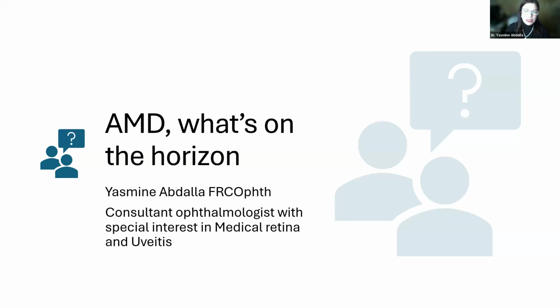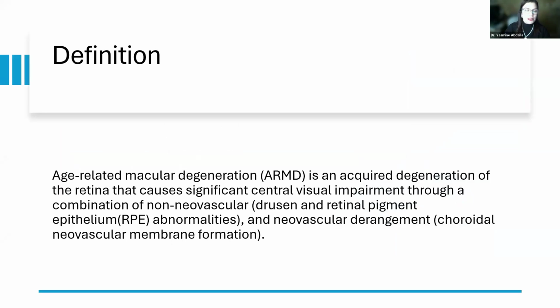So to begin with, we'll talk about the definition of AMD. I understand we've got a big audience from variable backgrounds, so let's start with the basics. We all know that AMD is an acquired degeneration of the retina, specifically the macula, and it can cause central vision loss through either neovascular or non-neovascular pathologies. So non-neovascular, like drusen and retinal pigment epithelial anomalies, and obviously neovascular through neovascular membrane.